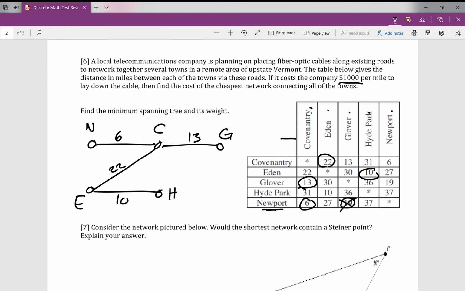And it costs $1,000 per mile to connect these. So we will add up the mileage. 6 plus 13 plus 22 plus 10 is the miles. 51 miles times 1,000 equals $51,000.